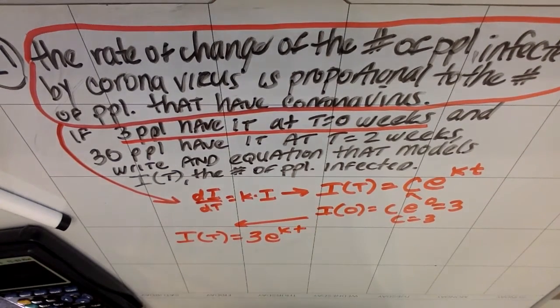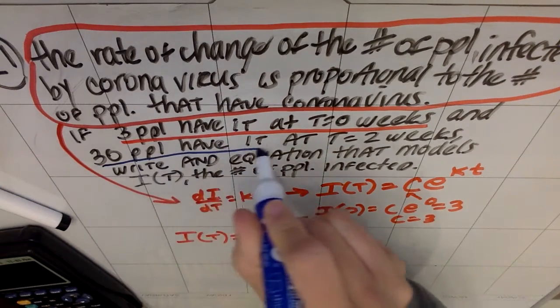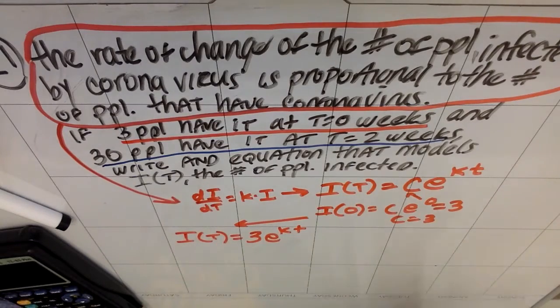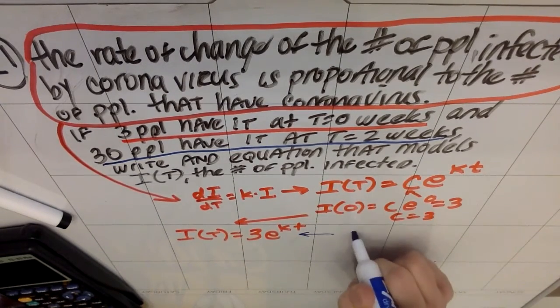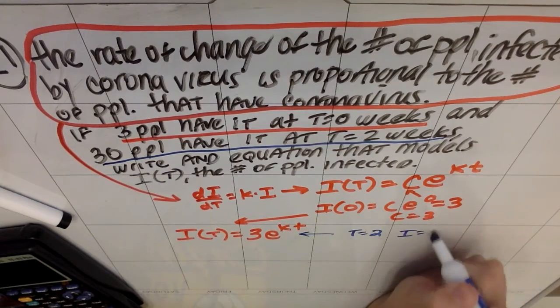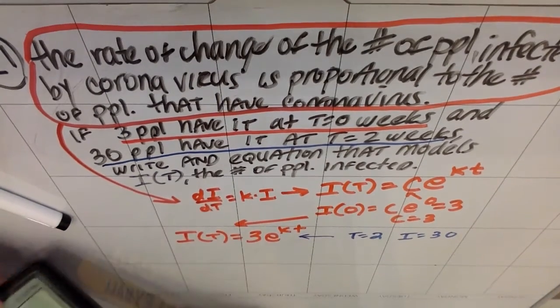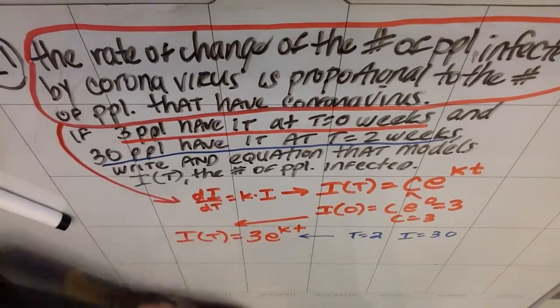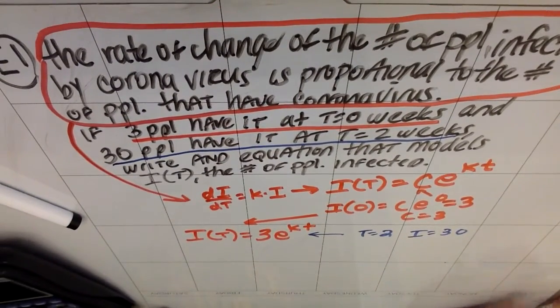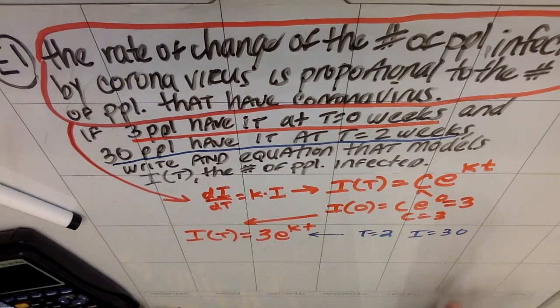I'm then going to have to use the other point I was given, that there are 30 people after 2 weeks, to find k. So I know that when t is 2, I is 30. If this is a non-calculator section, you're going to get answers that involve some natural logs, and that's fine. If it's a calculator section, you would be able to plug this in and get numerical values. But again, I'm going to proceed as though this is not a calculator section. If it were a calculator section, you'd be able to plug in and get a numerical value for k.